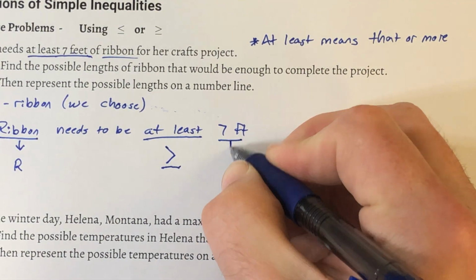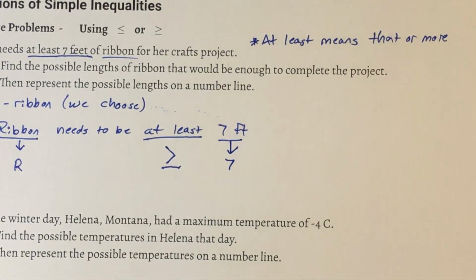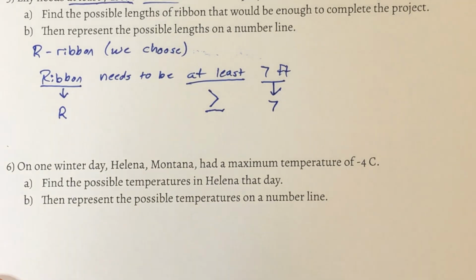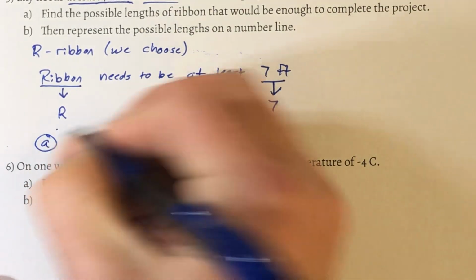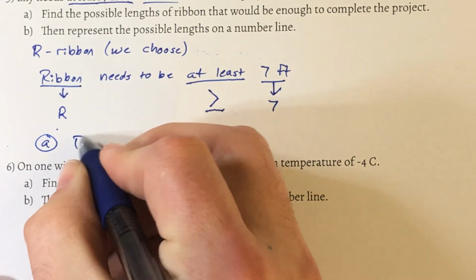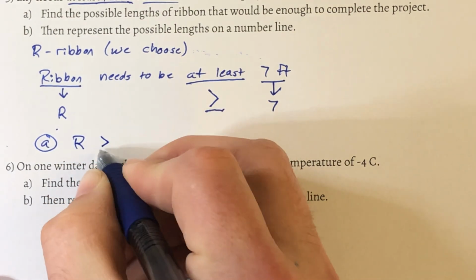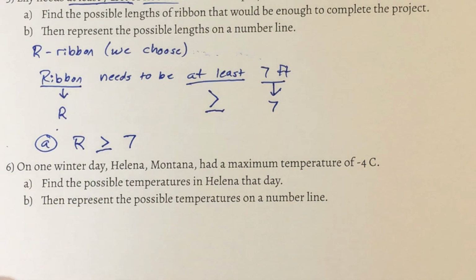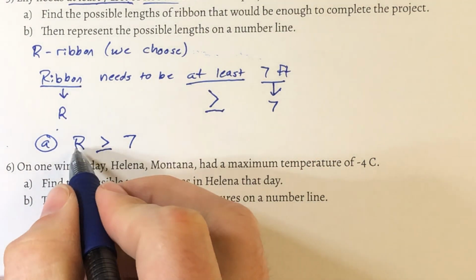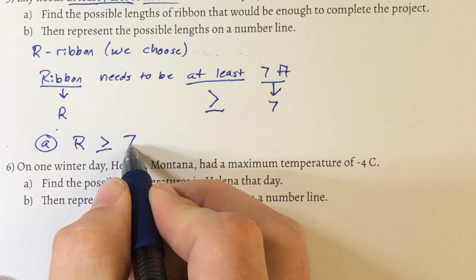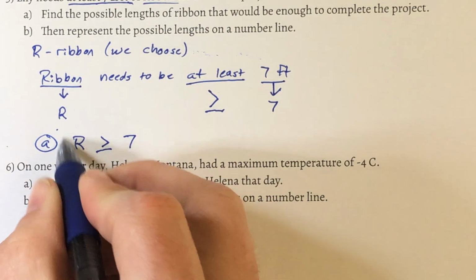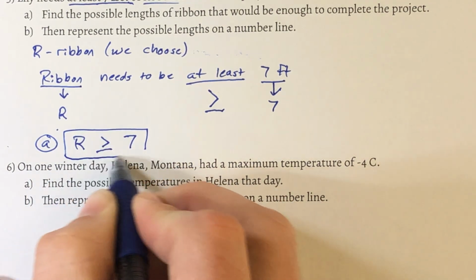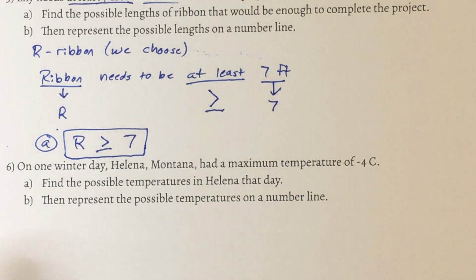And last part, our number is obviously 7. So our first answer for part A, our inequality is going to be capital R is greater than or equal to 7. Now, what does that mean? That means the ribbon needs to be more than 7 feet, or it could be equal to 7 feet. She needs 7, but she'll probably be happier if she has extra, in other words.